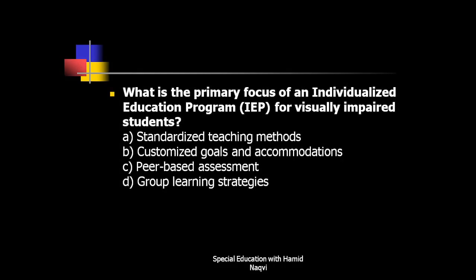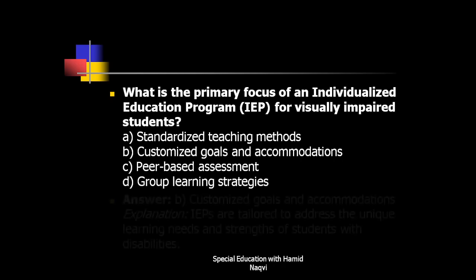What is the primary focus of an individualized education program, in short IEP, for visually impaired students? Standardized teaching methods, customized goals and accommodation, peer-based assessment, or group learning strategies?